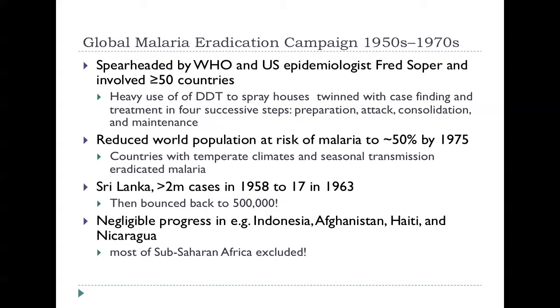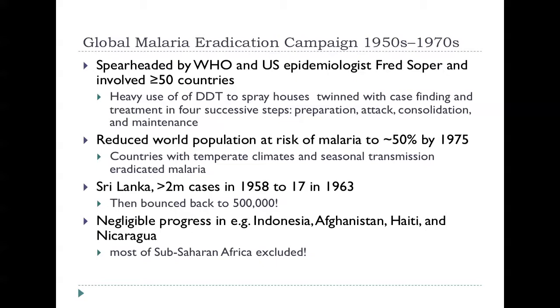Even in tropical countries, there were some spectacular successes. In Sri Lanka, they had 2 million cases or more in 1958, which went down to 17 by 1963. But the trouble was that the malaria hadn't been eradicated, hadn't gone away completely. All the conditions were still there for it to bounce back, and it did bounce back with a vengeance in Sri Lanka, to 500,000 cases. Okay, not quite as bad as it had been before, but still pretty bad.